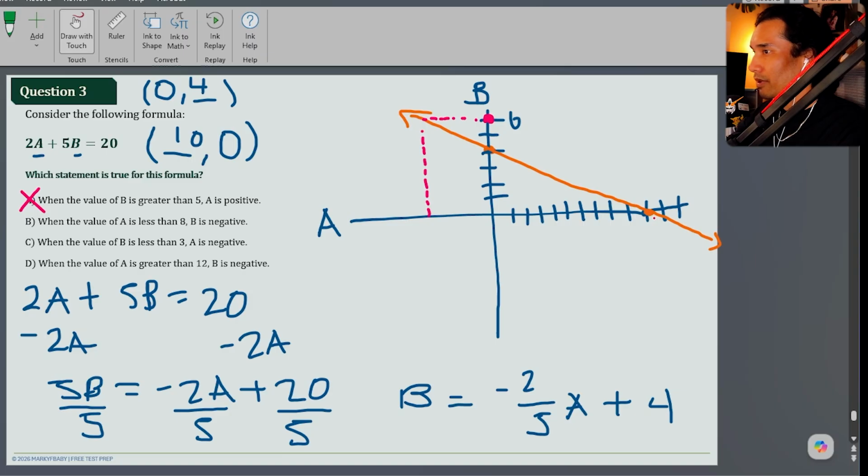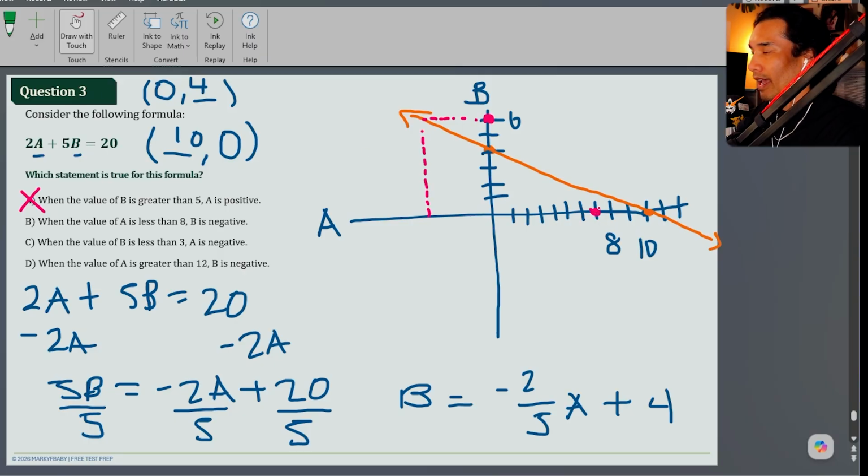When the value of A is less than 8, and this was, I believe, 10. Yes, that's 10. So we're going to say this is 10. And then it says here, value of A is less than 8. So 8, this is 9, this is 8 right here. And we have to choose a value less than 8. So I am going to choose 7.